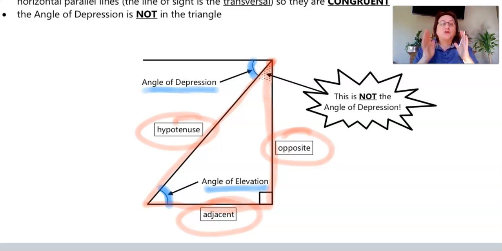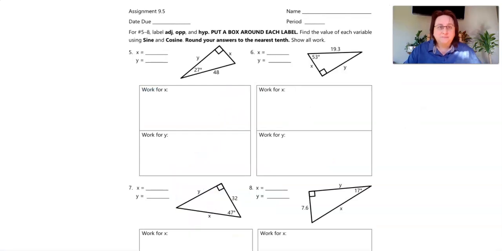Hey, guys, I want to start with number 8. So let's go down and look at number 8 together. Alrighty, now, for number 8, notice, guys, we have to read the instructions. It says on numbers 5 through 8, we're going to label the adjacent, opposite, and hypotenuse, and put a box around each label, or that is the ratio. Then we're going to find the value of each variable, either using sine, cosine, or you might even use tangent. Just because this is sine and cosine today, don't get distracted. You might actually use tangent.